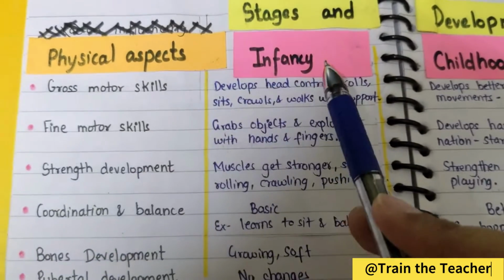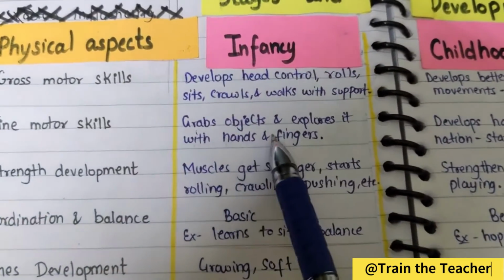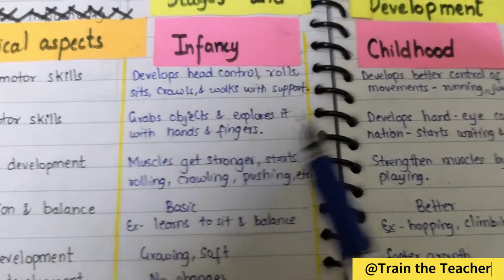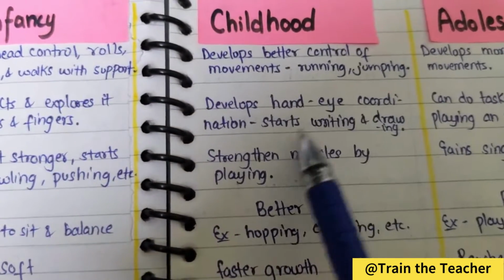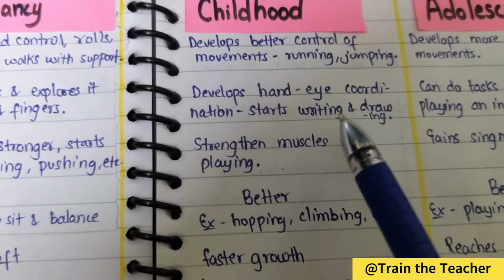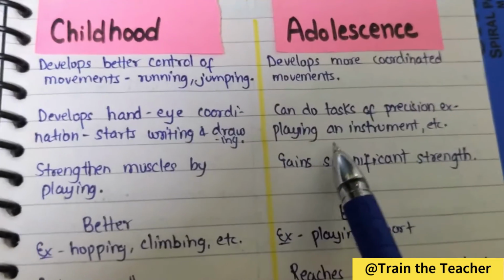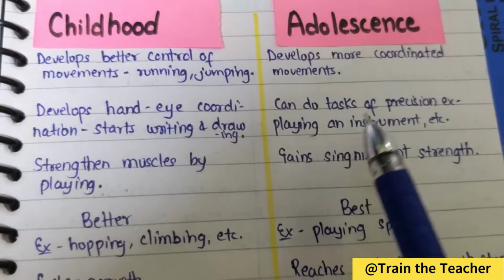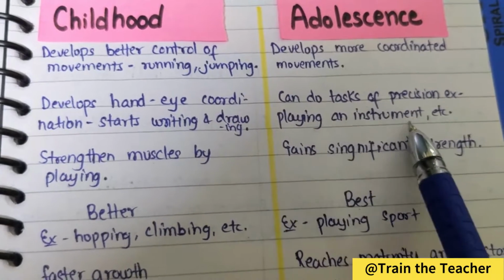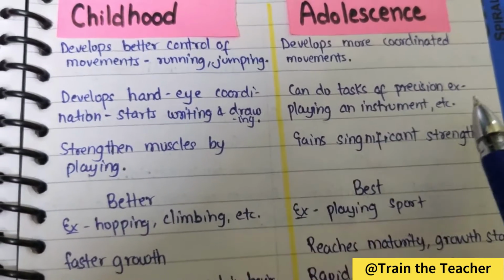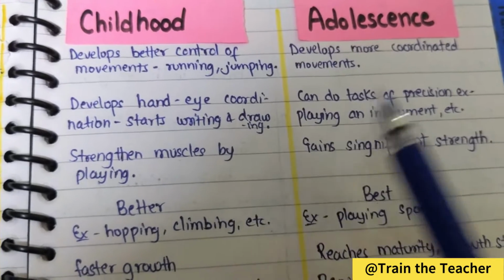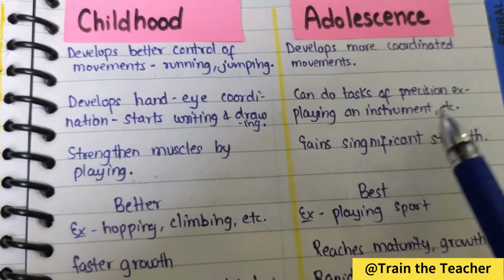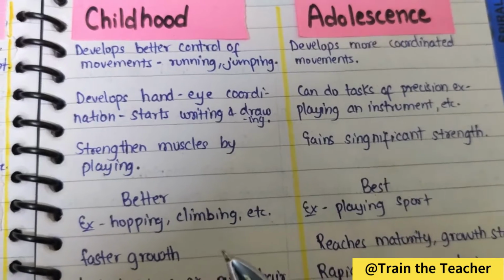Fine motor skills. During infancy, the child grabs objects and explores them with hands and fingers. During childhood, they develop hand-eye coordination, and for example, they start writing and drawing. During adolescence, they can do tasks of precision, for example playing an instrument and cooking, maybe along with drawing. More precise tasks are knitting, designing, etc.